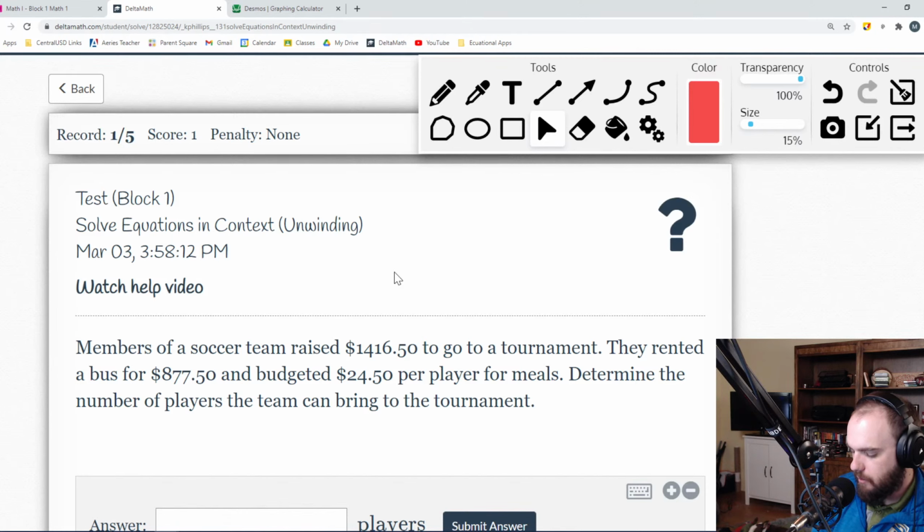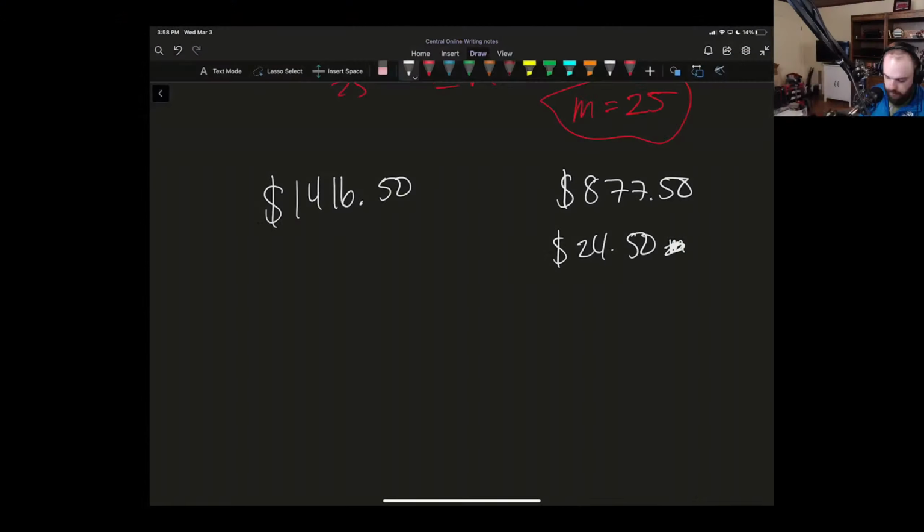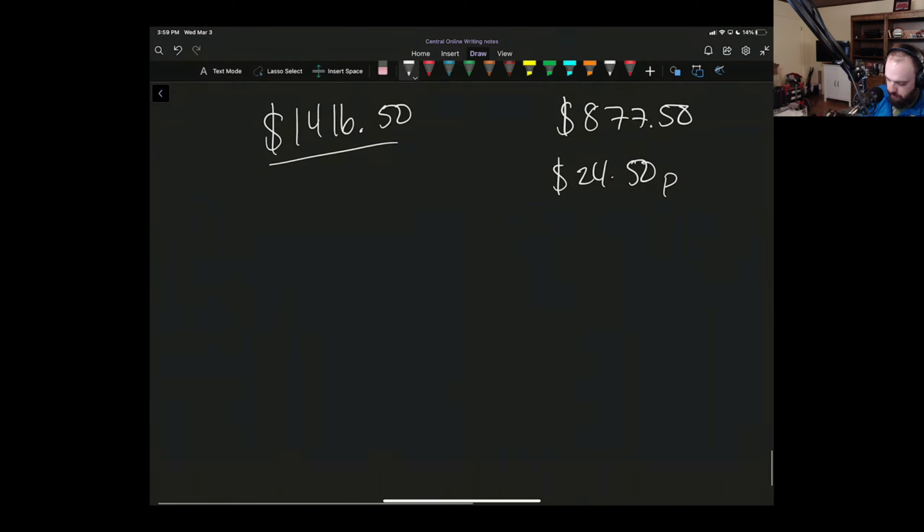All right, so we're trying to figure out how many meals they can provide for. So we're looking for the number of players. Let's go ahead and change this really quick. Instead of using the letter M, we're going to use the letter P because we're looking for the number of players. All right, so remember our total was 1,416.50. So I'm going to go ahead and write our equation.